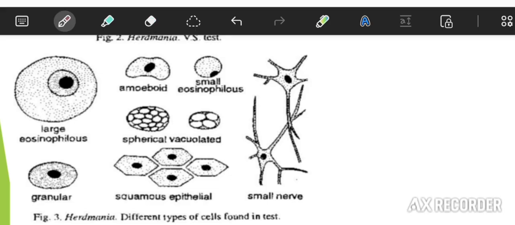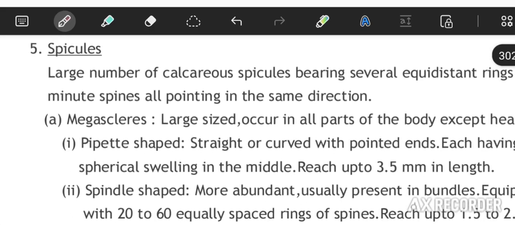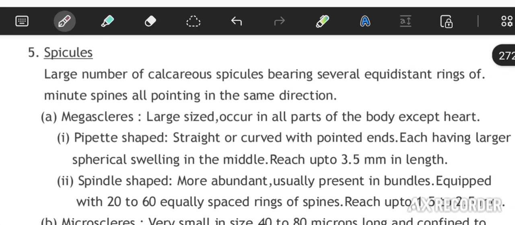If you don't want to take down the notes, then you can pause it and take down the notes. Spicules are present here. Large number of calcareous spicules, bearing several equidistant rings of minute spines, all pointing in the same direction. Spicules are present here, which are calcareous in nature. It is made up of calcium carbonate, bearing several equidistant rings of minute spines, all pointing in the same direction.